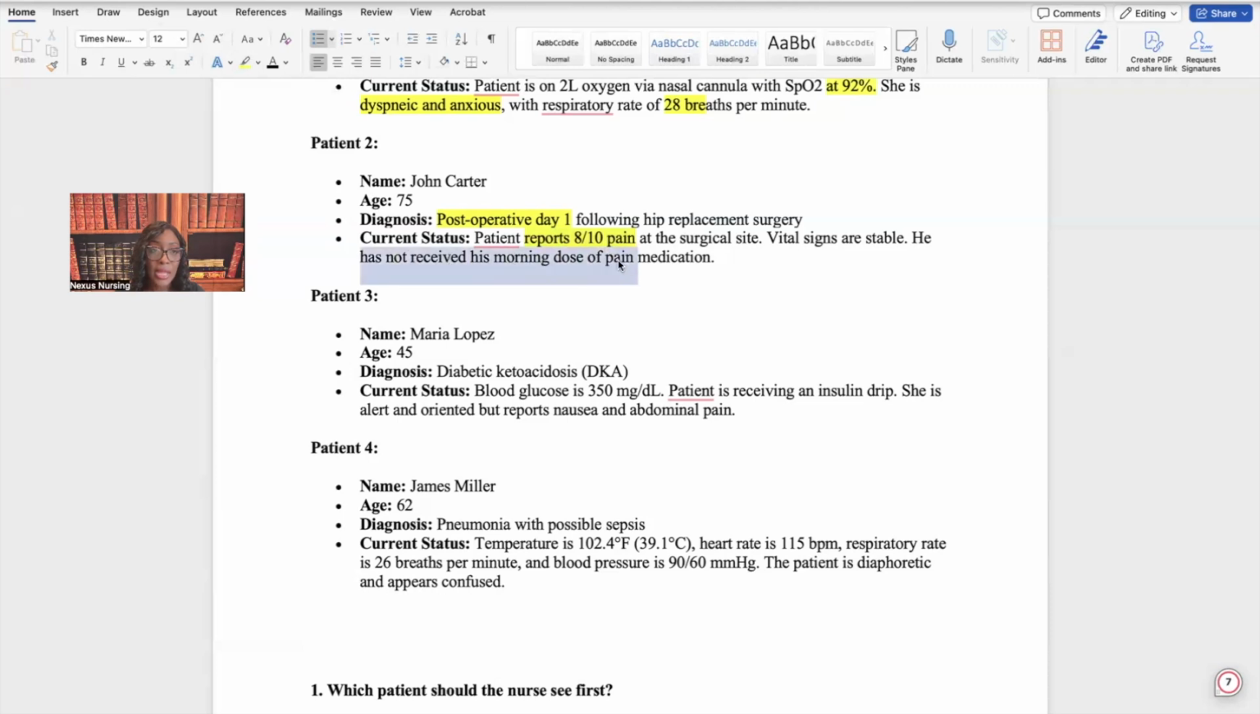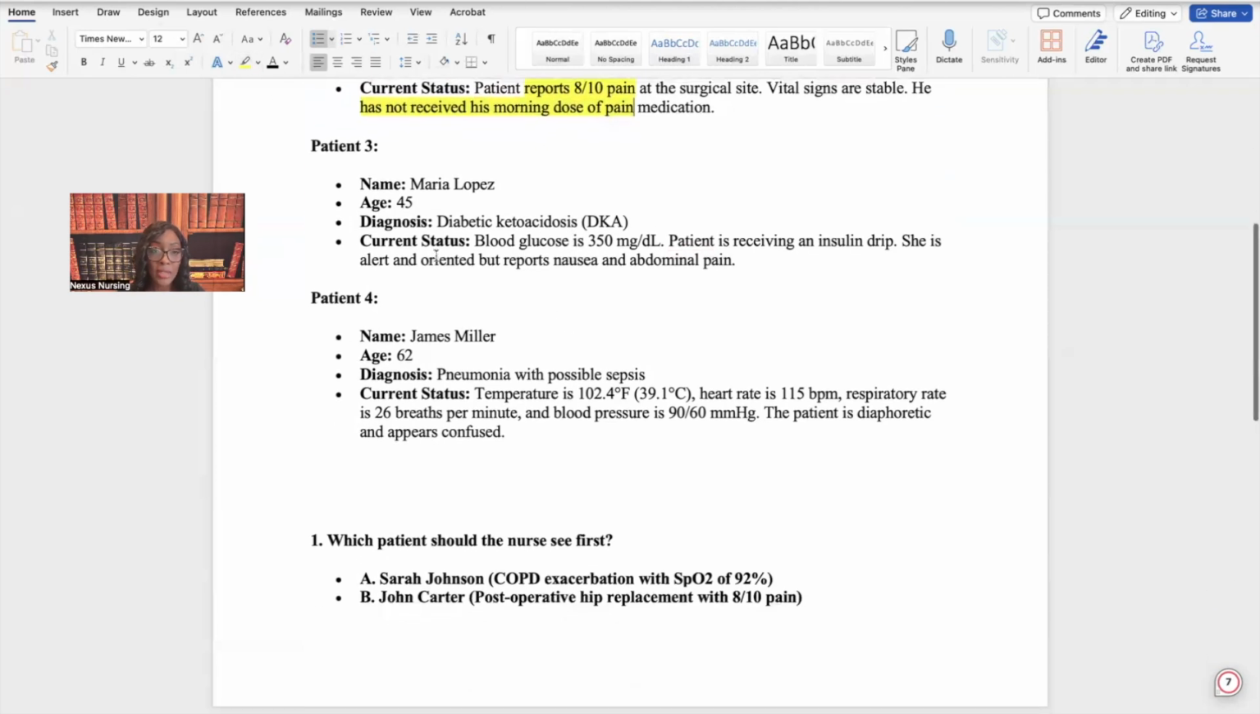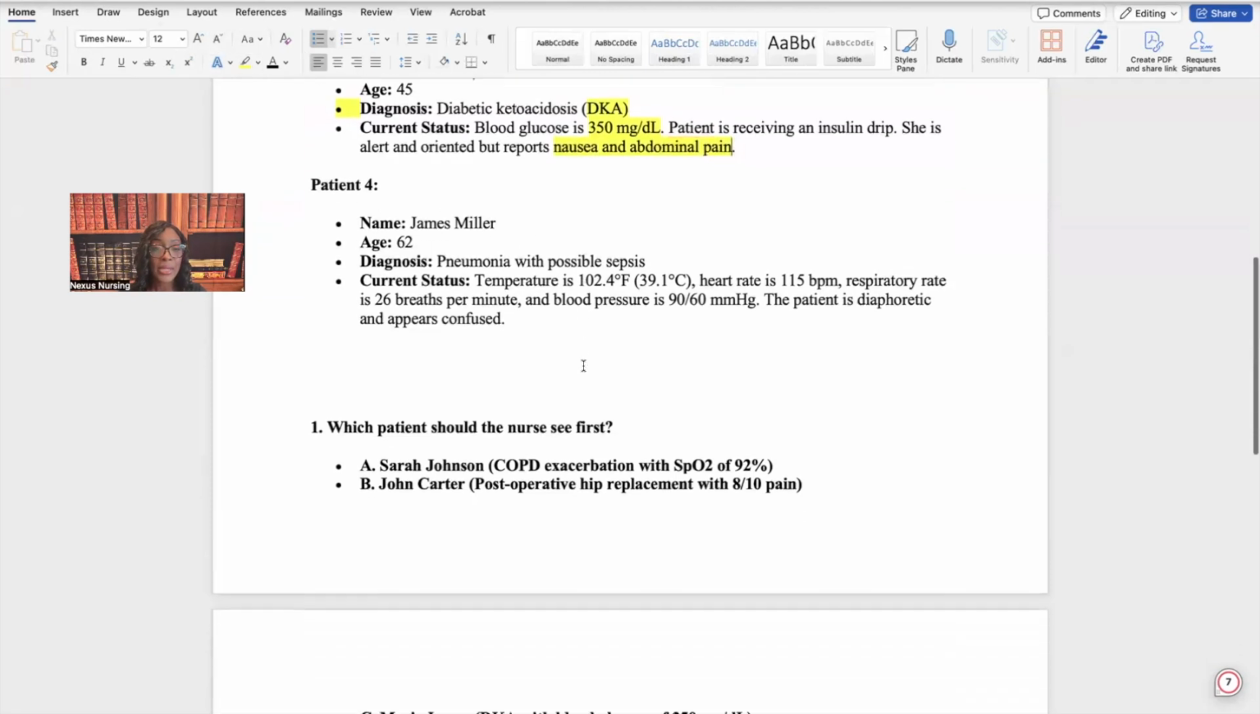Hasn't got his meds yet, his pain meds. Maria Lopez, diagnosis is always going to be what's wrong. We're going to highlight that. Blood glucose is elevated. We're going to highlight that. Patient's on insulin drip, alert and oriented, but has nausea and abdominal pain. We're highlighting that.